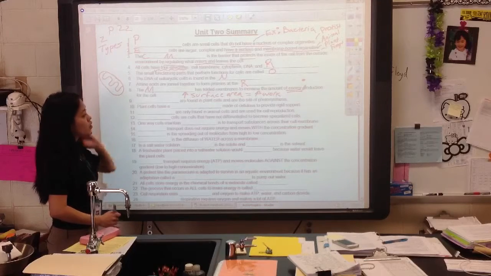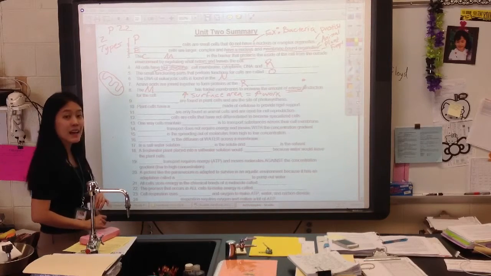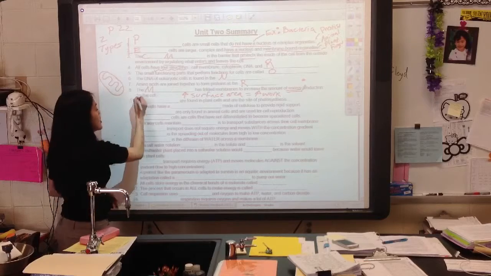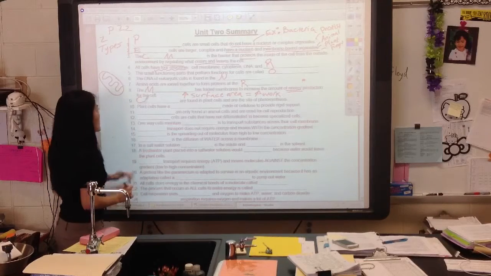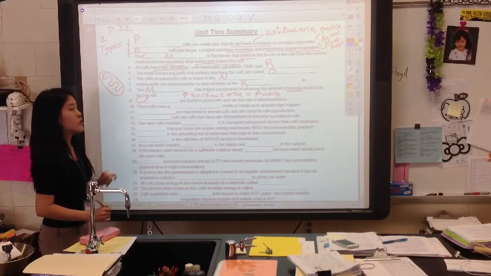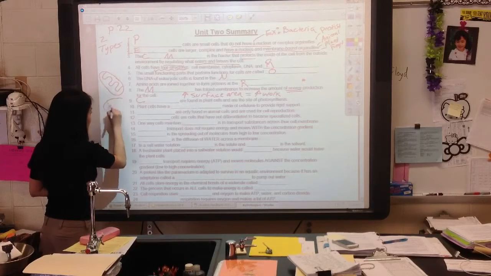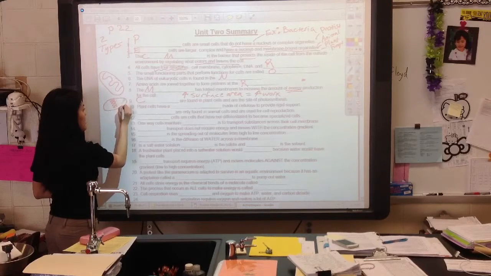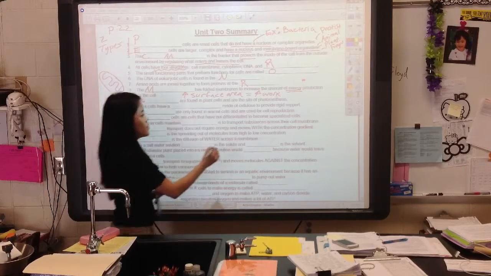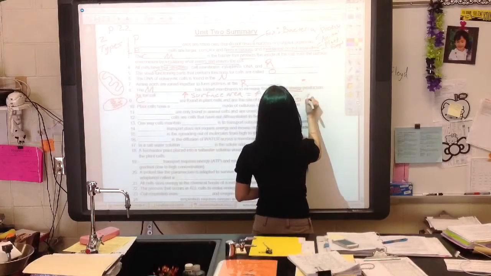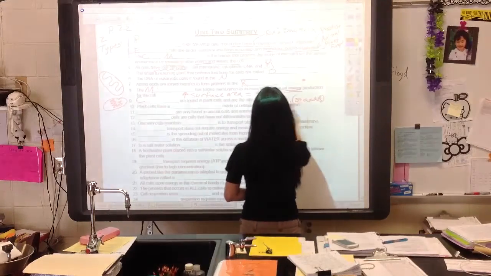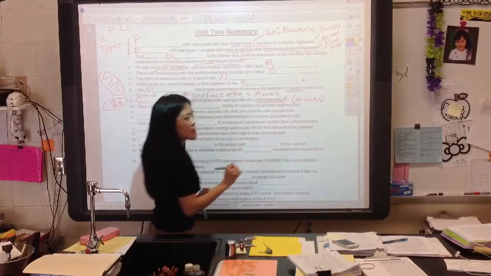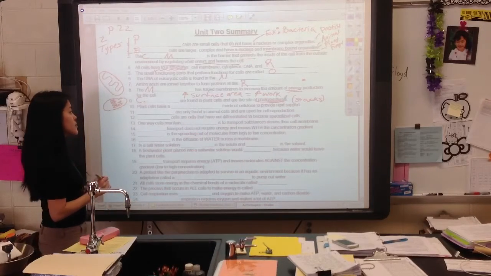Number 9, blank are found in plant cells and are the site of photosynthesis. This structure is going to start with a C. It's similar to structure number 8 because it still looks like this rounded shape, but inside of it, it's going to have stacks inside of it. Okay? So there's going to be stacks in it. And in this structure, we're going through photosynthesis, making food for plants.